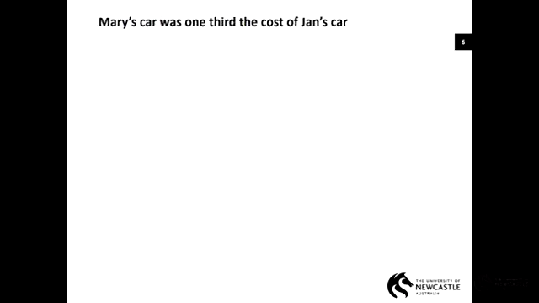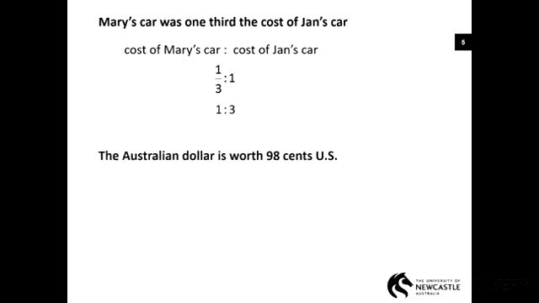Mary's car was 1/3 the cost of Jan's car. It's like the first question. Jan's was more expensive, so I can put 1/3 for Mary and 1 for Jan. But let's times by 3. Times the left by 3 makes it 1, times the right by 3. It's exactly the same statement. Mary's car was 1/3 the cost of Jan's. In other words, Jan's was 3 times the cost of Mary's. Same thing.